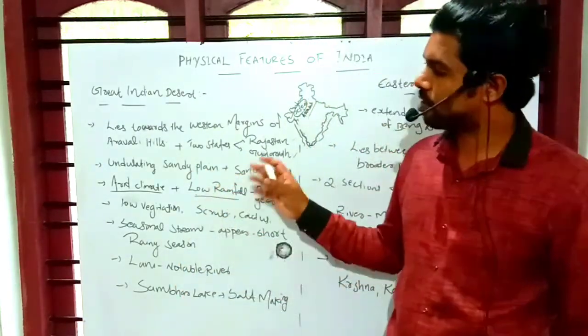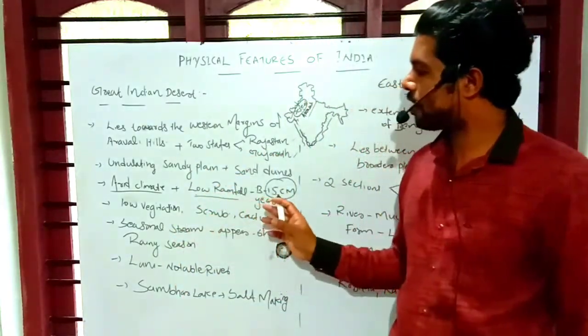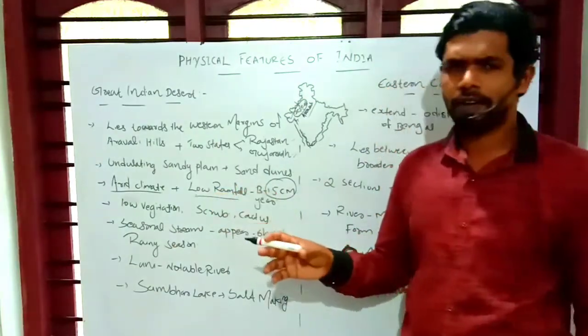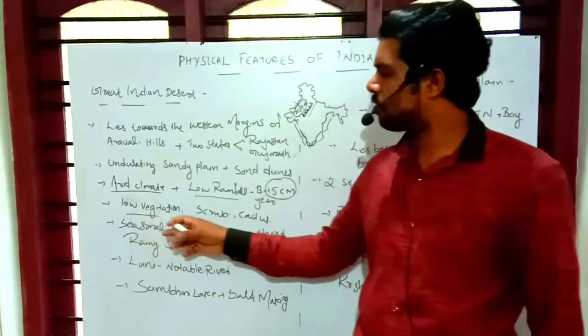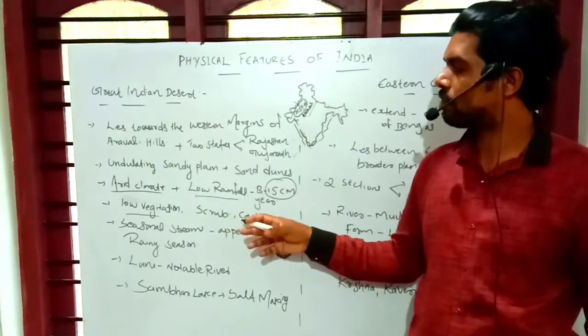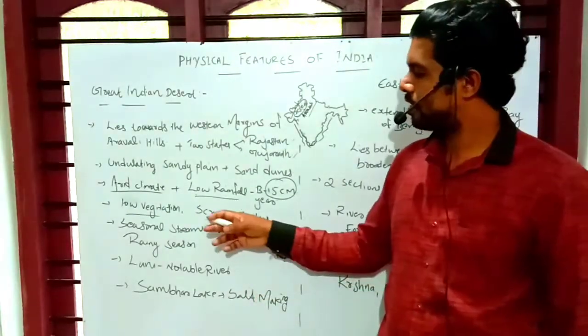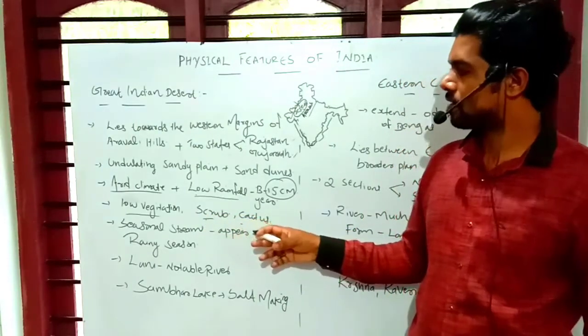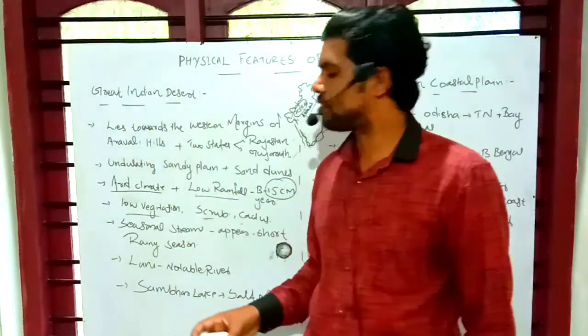As a result of the arid climate and low rainfall, only low vegetation covers this part. Only bushes, thorny shrubs and cactus cover the Great Indian Desert.